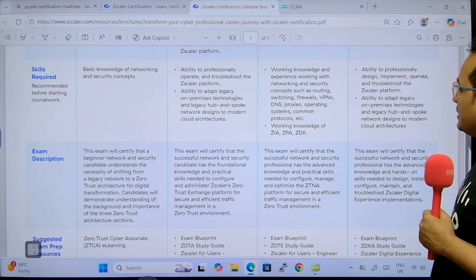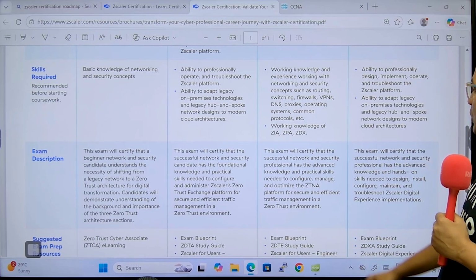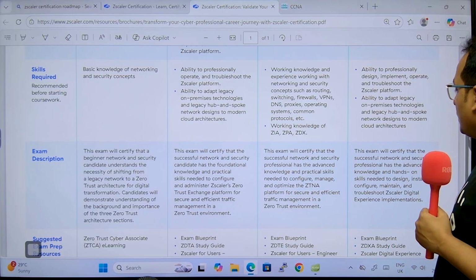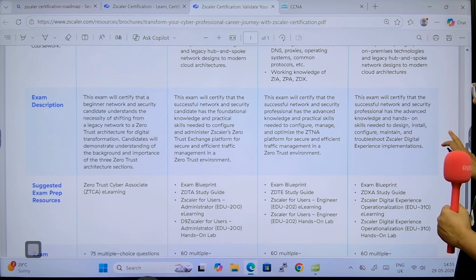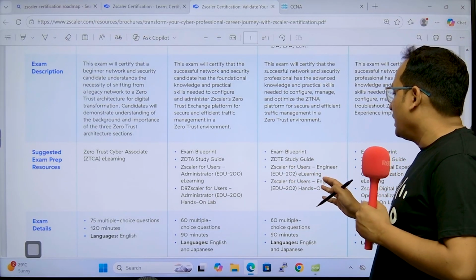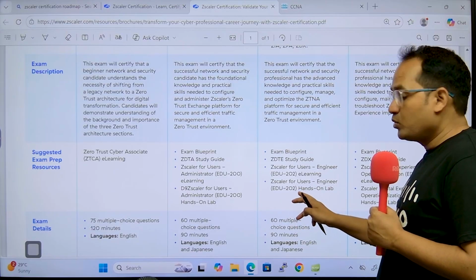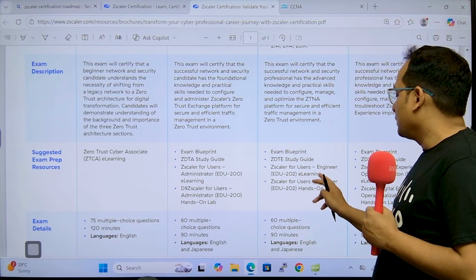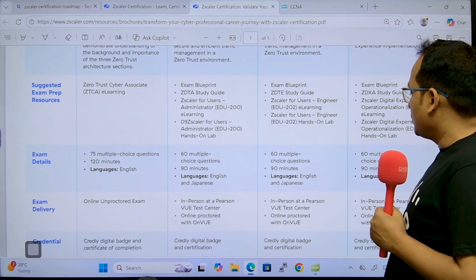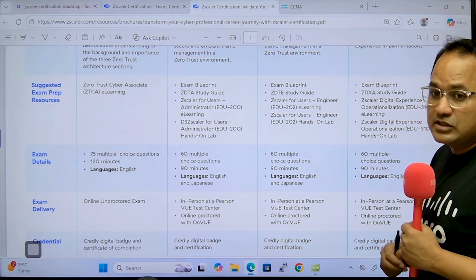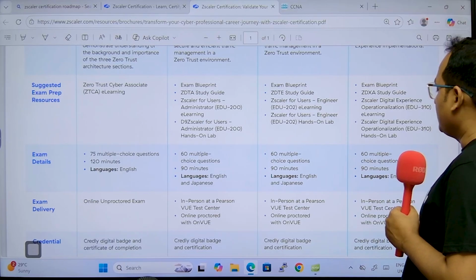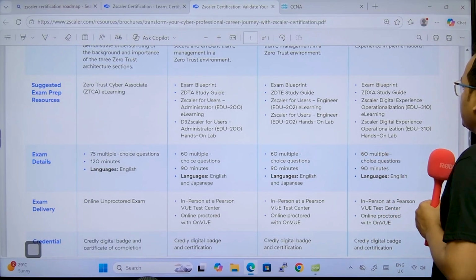This exam will validate that a successful network security professional has advanced knowledge and practical skills needed to configure, manage and optimize the ZTNA platform for secure, efficient access. Especially you're going to become a champion of ZIA, ZPA and ZDX products, and you're also going to get the hands-on labs for EDU 202, this exam code, and EDU 202 for the e-learning also. This is also MCQ based, 90 minutes, 60 questions, and the language is English and Japanese. You can book via any Pearson VUE exam center or online. You're also going to get the Credly badge. So this is the second exam.